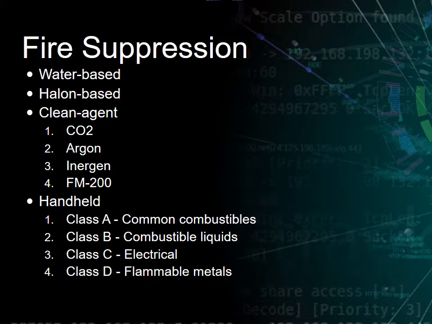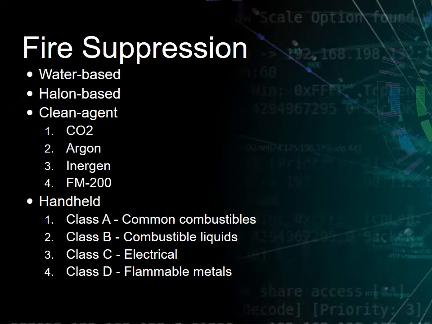Okay, so fire suppression. Basically, there are four types of fire suppression. There's water-based, which are the sprinkler systems you've seen. There's halon, which replaces the water with halon gas, which asphyxiates the fire by robbing it of oxygen. The halon actually binds to the oxygen molecules, preventing them from being used and consumed. Then there's clean agent, which is meant to replace halon. Halon's actually no longer produced anymore. But clean agents could be anywhere from CO2 and argon to Inergen and FM-200.